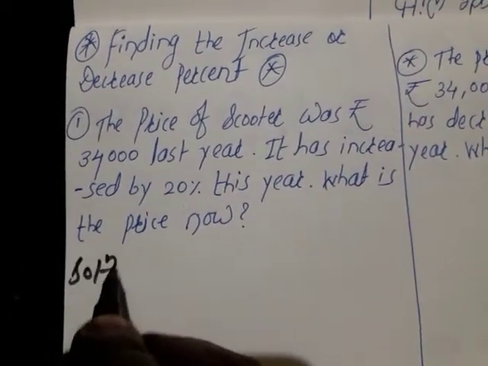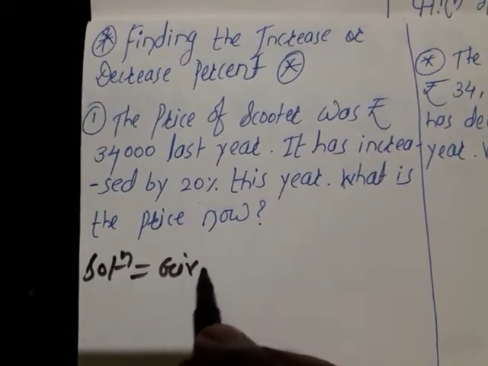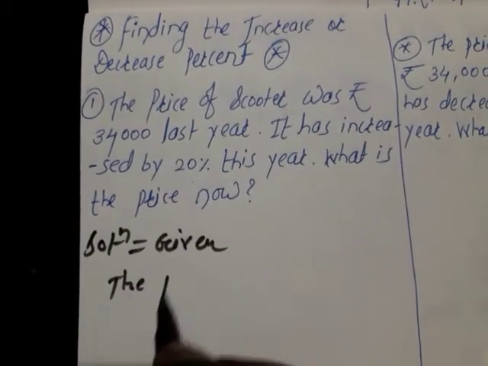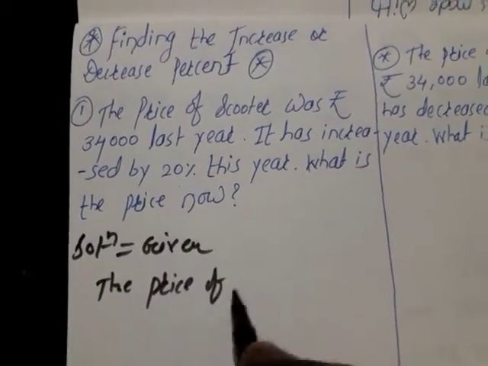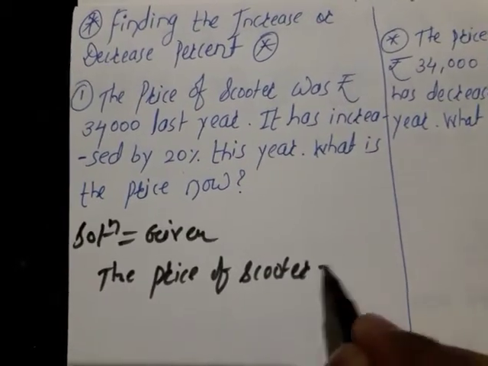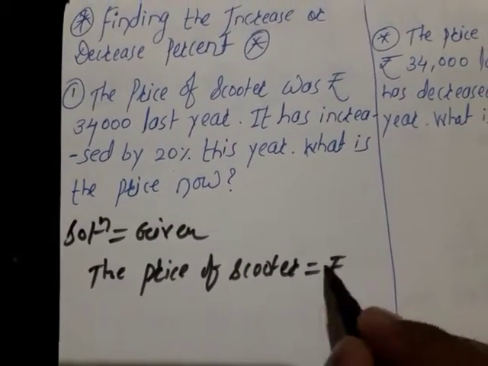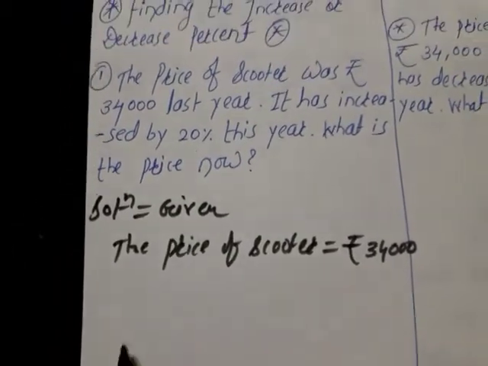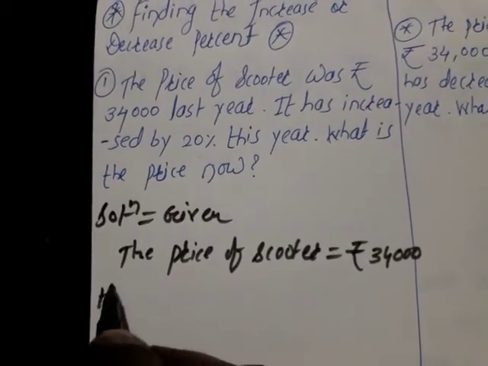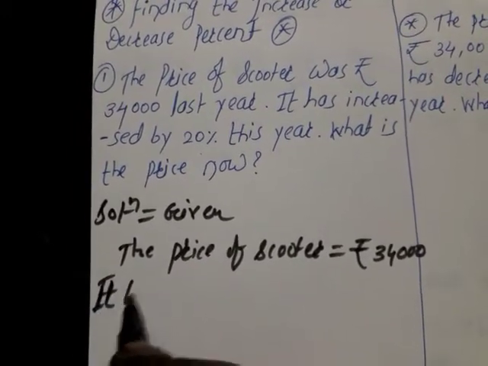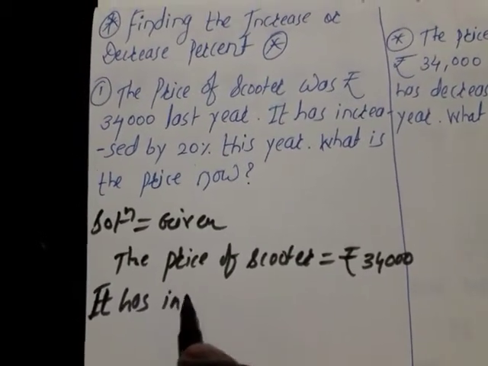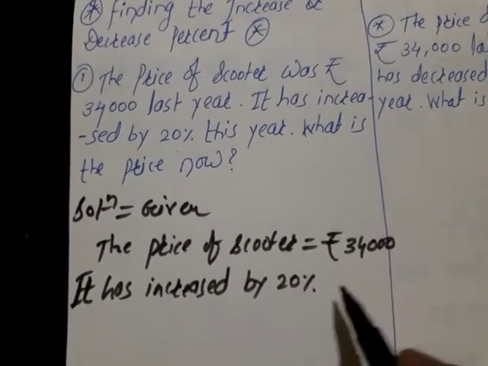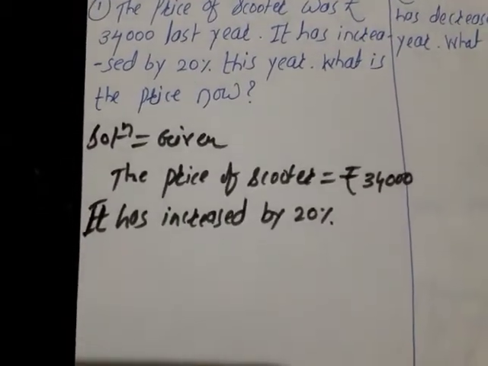Look here, first of all we will write what is given. Solution, and given. What is given? The price of the scooter is equal to rupees 34,000. Price of the scooter is what? Rupees 34,000. It has increased by 20%.